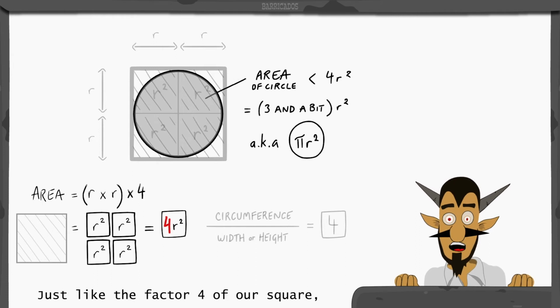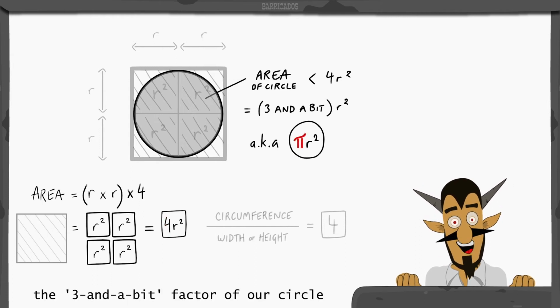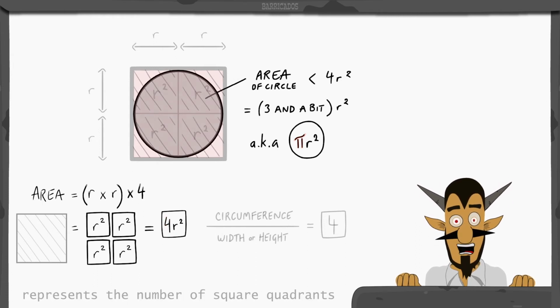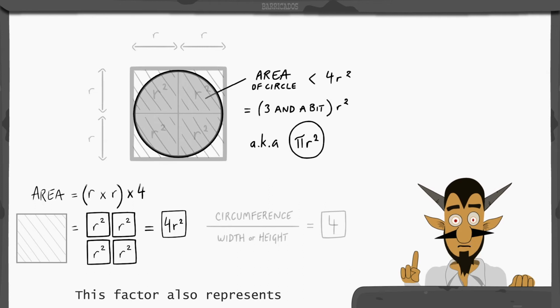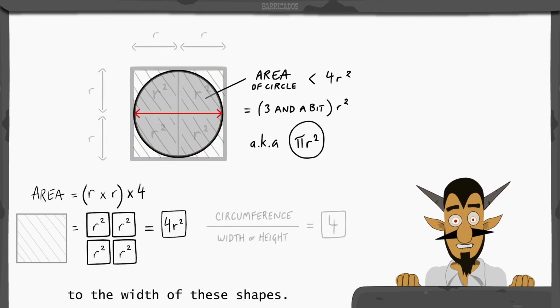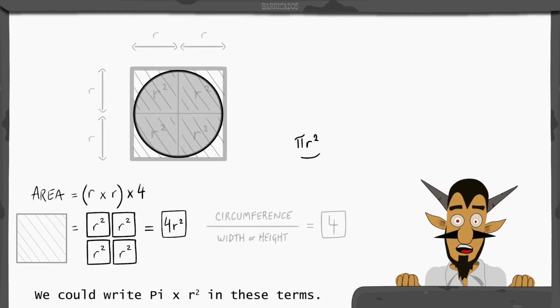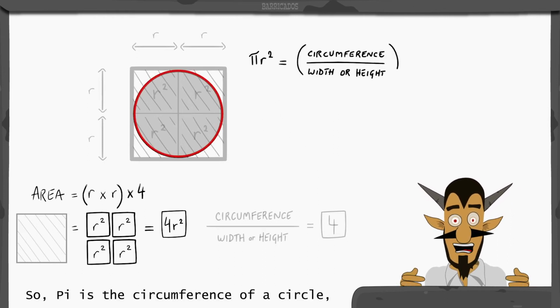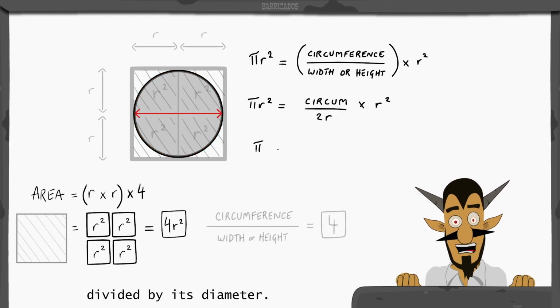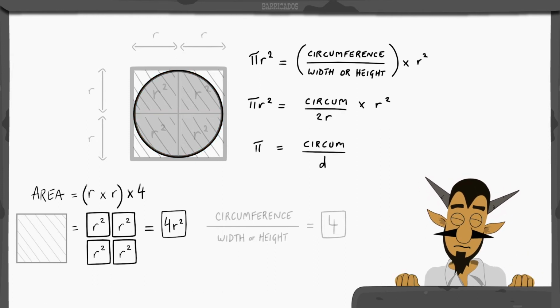Just like the factor 4 of our square, the 3 and a bit factor of our circle represents the number of square quadrants that would fit in it. This factor also represents the ratio of the circumference to the width of these shapes. We could write pi r squared in these terms. So, pi is the circumference of a circle, divided by its diameter.